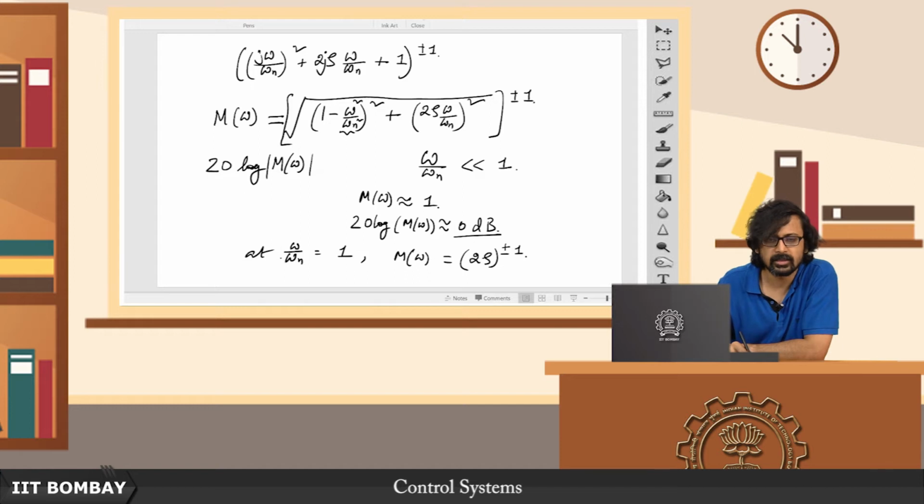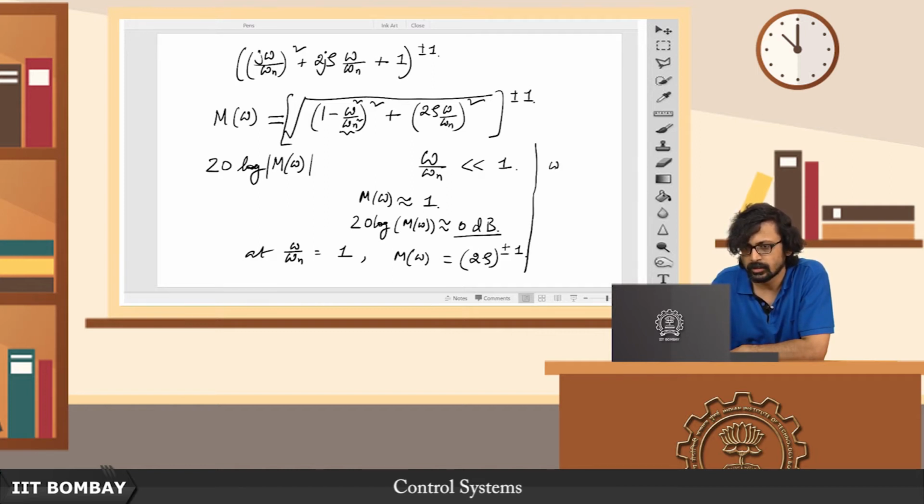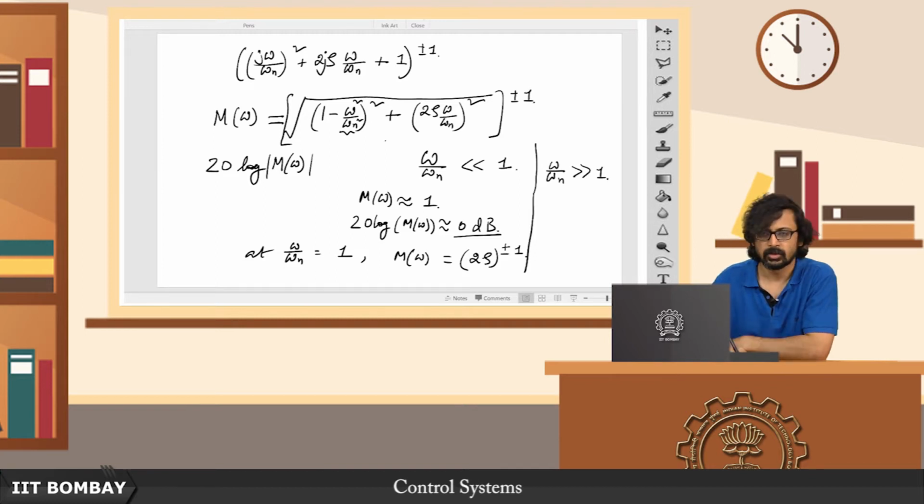But for now let us just quickly wind up this with a third observation, which is when let us say omega over omega n is much greater than unity. So let omega over omega n be much greater than unity. So here what is going to happen is, you see this 1 is hardly comparable with this omega over omega n whole squared. So this term is clearly going to be predominant here.